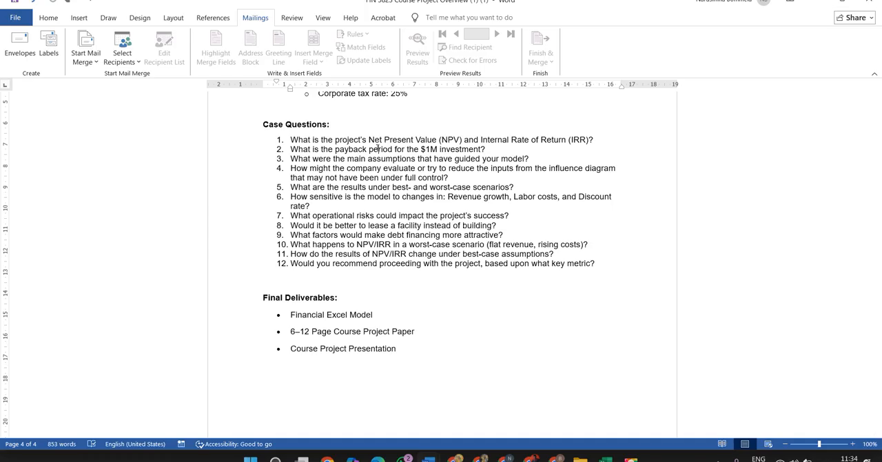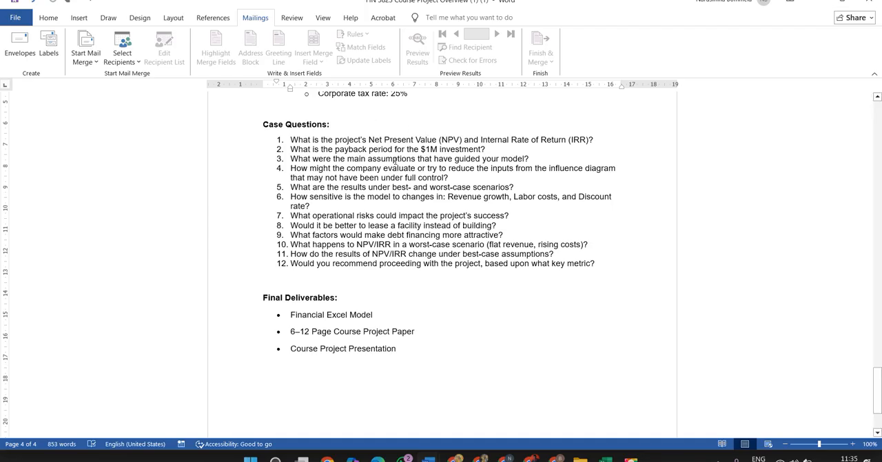Payback period is the time in which the investment you made can be returned, bringing it back to the zeroth level. It means you invested 1 million and you got back 1 million rupees. Whatever you invested, you got back. That time is called the payback period. After that period, whatever you get will be profit.